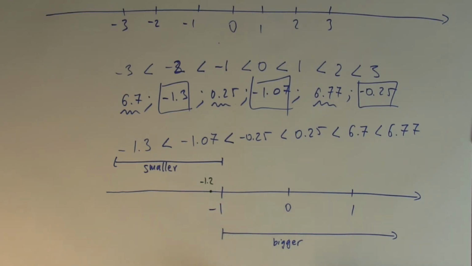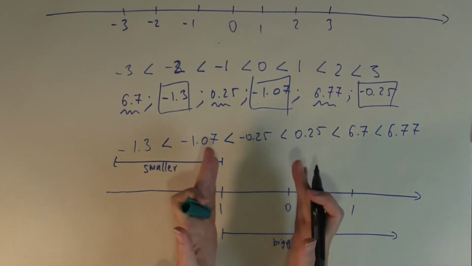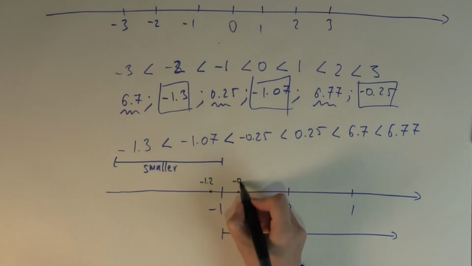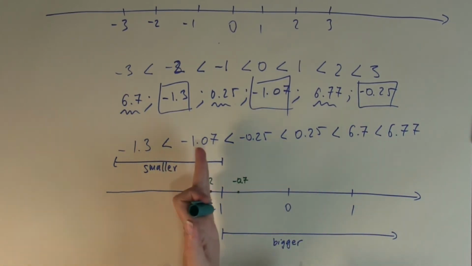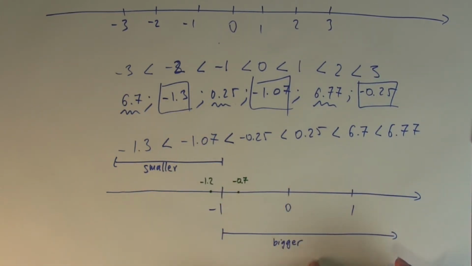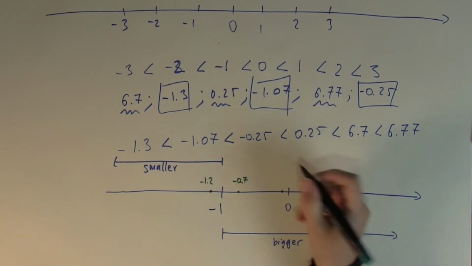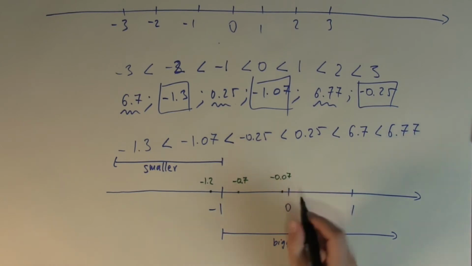The next one is -0.7. Whereabouts is -0.7 on the number line? That is between -1 and 0 in here, so that is somewhere around here. That is on the right hand side of -1, so this would be bigger than -1. -0.07, that is somewhere around here, that is very, very close to 0, but it's still below 0 because it's a negative number. So that's again bigger than -1.